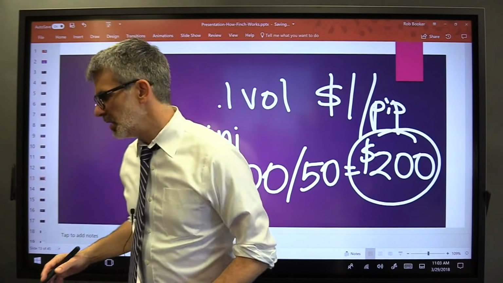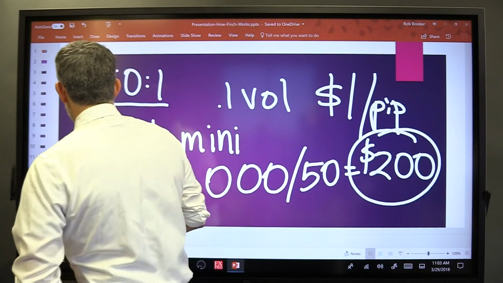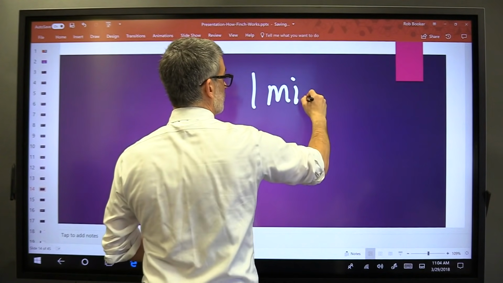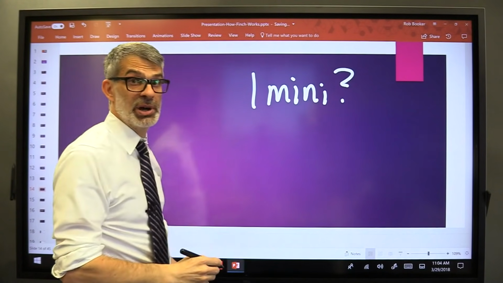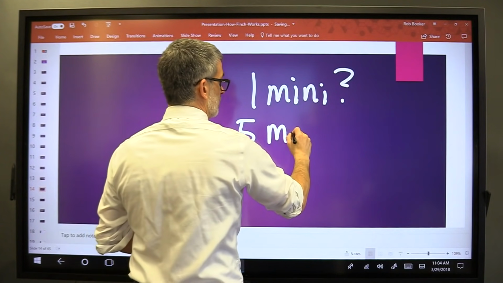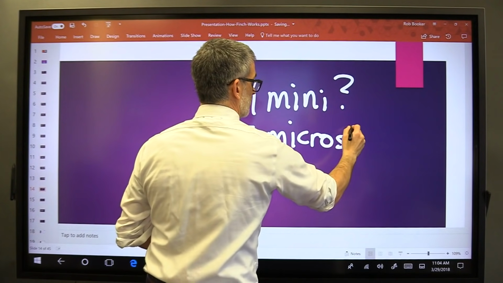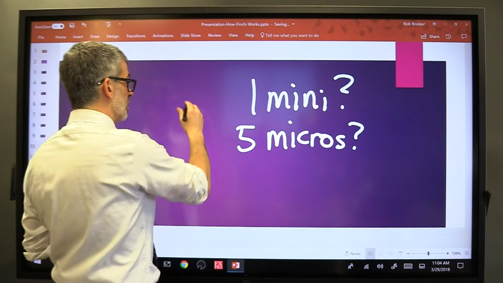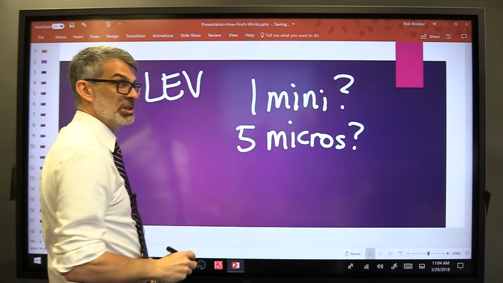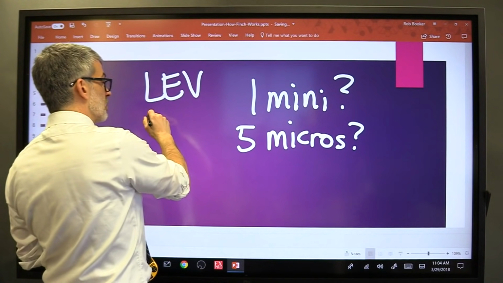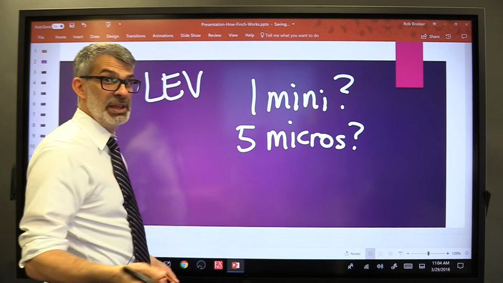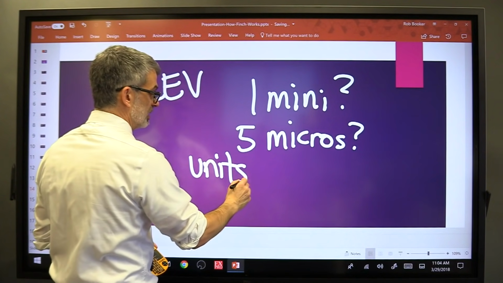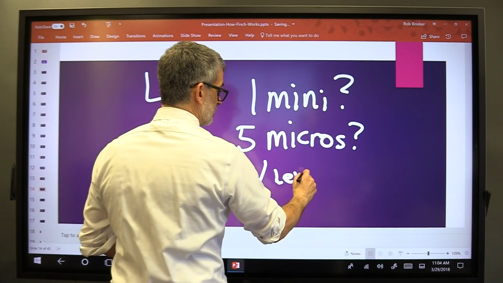So once again, it all comes down to this. Most people just want to know, can I trade 1 mini? Can I trade 5 micros? Most people want to know the answer to that question. And in order to answer that question, you just need to know the leverage that your dealer offers you. And then you need to know, well, that's it. You divide the units by the leverage.